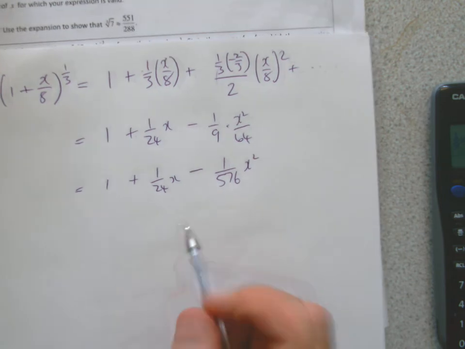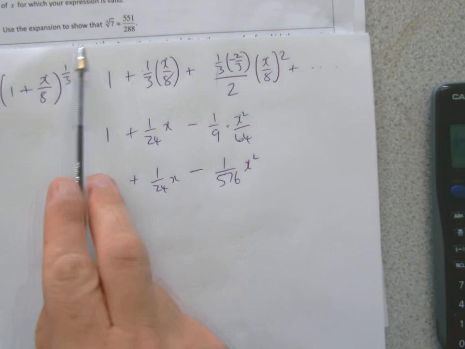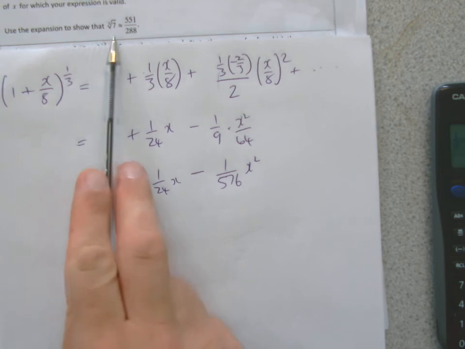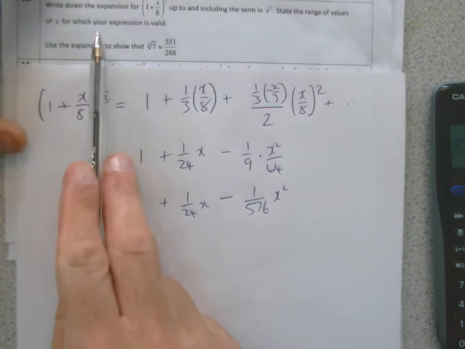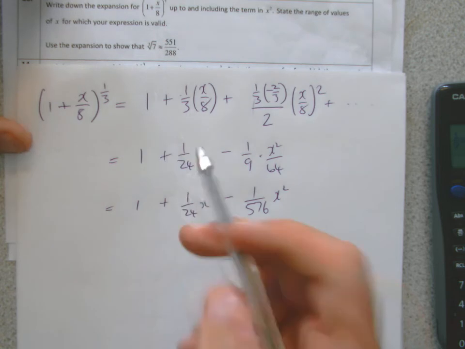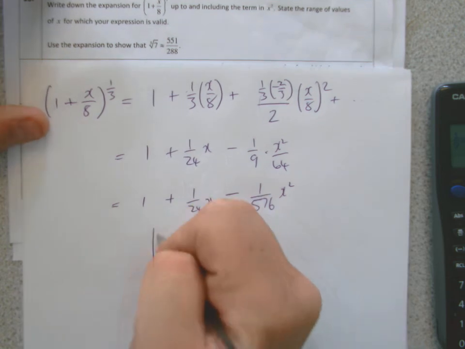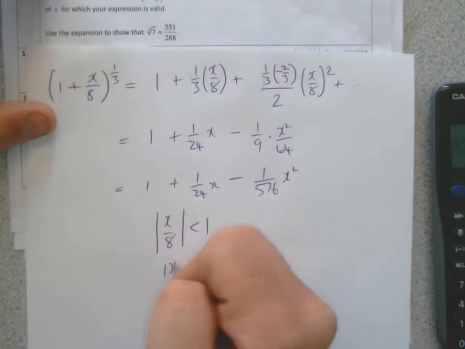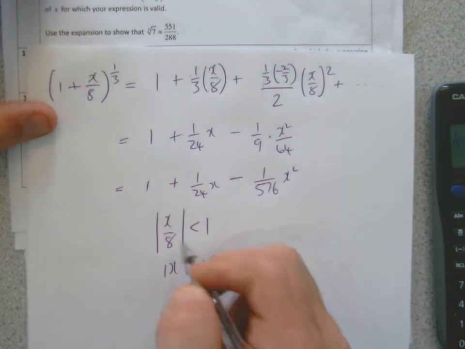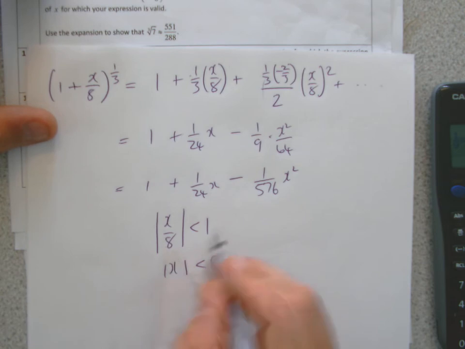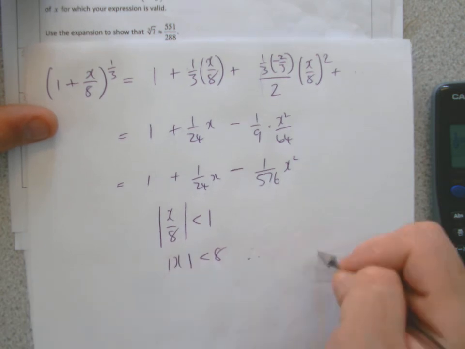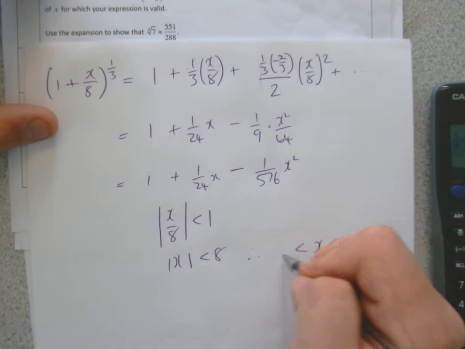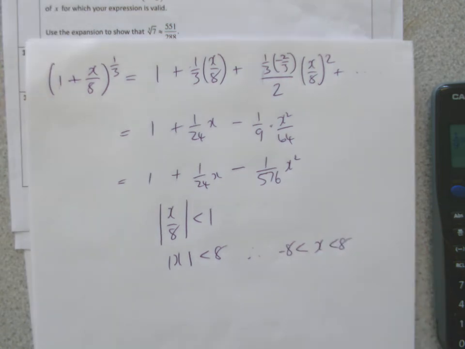Okay, and then it says use the expansion to show that, oh, we haven't done the bit that's valid for yet. What's it valid for? Well, of course, we know that the mod of x over 8 is less than 1, so that means the mod of x is less than 8, yeah? Because you're dividing by 8. So therefore, you could say x is less than 8 or greater than minus 8, okay? So then we go on to this.